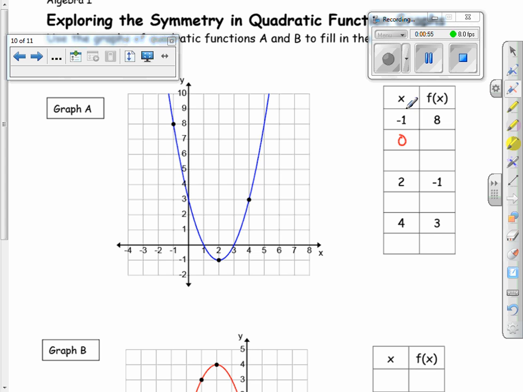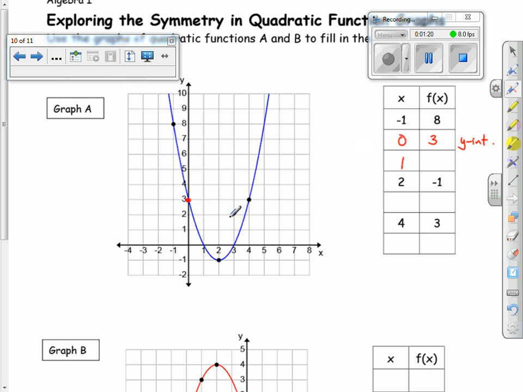So if we use some whole number values here, we let x equal 0, we'd find that the parabola has a y value of 3 when x is equal to 0. So we'd put 0, comma 3 in our table. That also happens to be the y-intercept of the parabola. It's the point where the parabola strikes the y-axis.